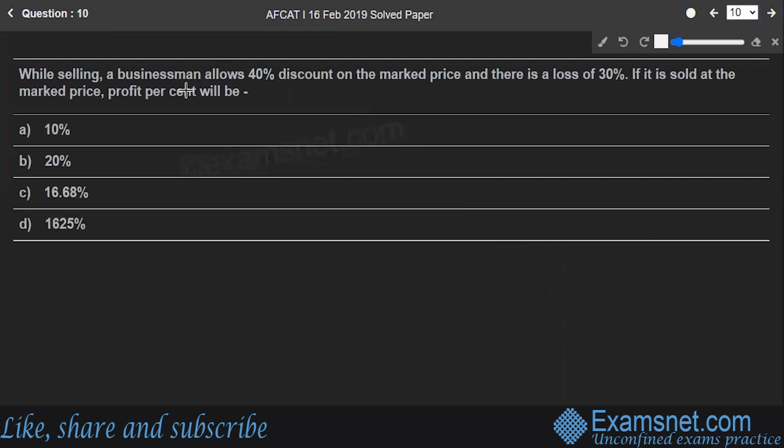While selling, a businessman allows 40% discount on the marked price and there is a loss of 30%. If it is sold at the marked price, profit percent will be what? So everything is given in the percentage. We'll assume we need to know the MP, right? The marked price. For that, I'm assuming the marked price to be 100. So if the marked price is 100, it's giving a 40% discount. Selling price will be 100 minus 40, that is equal to 60 rupees.